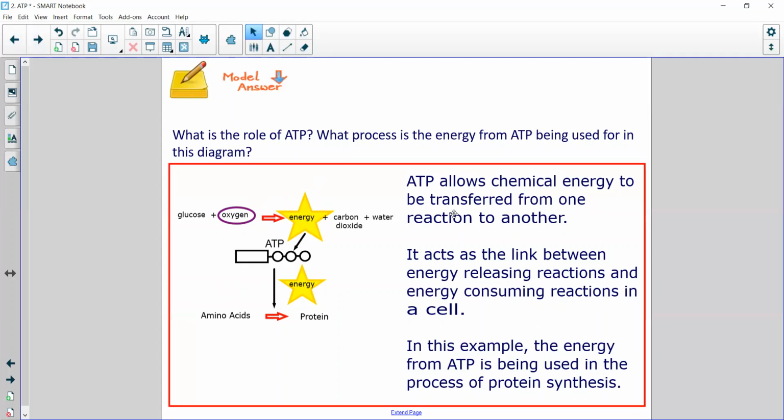Okay, so a model answer for this would be to say that ATP allows chemical energy to be transferred from one reaction to another, and that's what we're seeing. It's always transferring energy from respiration to something else. Now, it might not be protein synthesis. We'll think about some other examples later, but this is just one example. So it acts as the link between energy releasing reactions and energy consuming reactions in a cell. And in this example, it was used for protein synthesis.